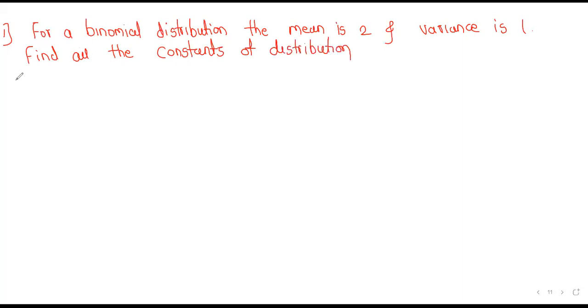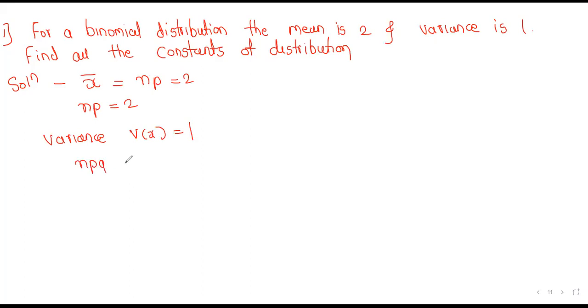So first of all, what we have given? Mean is given. So mean, that is X bar, which is nothing but NP, which is equal to 2. So NP is equal to 2 and variance is given. So variance, that is V of X, which is equal to 1, that is NPQ is equal to 1. From this, NP is equal to 2, we can put here, right? 2 into Q is equal to 1. So Q is equal to 1 half.